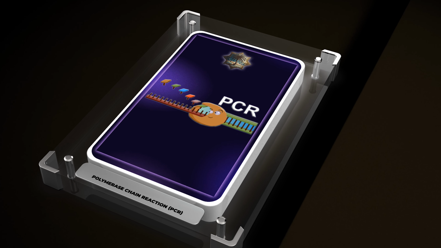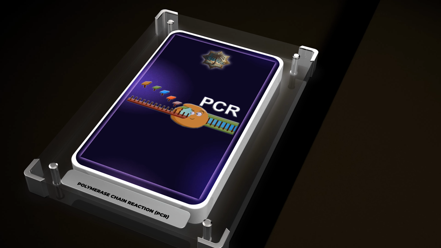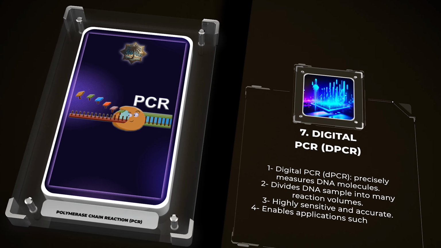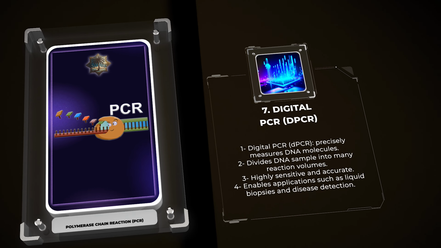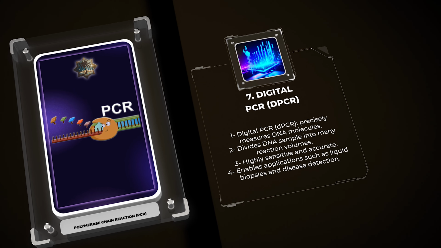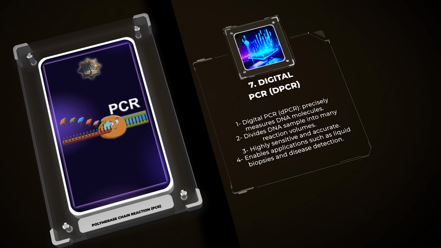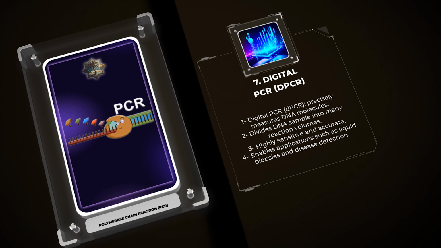Digital PCR, dPCR, is a breakthrough method for precisely measuring DNA molecules. It divides the DNA sample into many reaction volumes, amplifies them, and then determines if the target DNA is present. This technique is highly sensitive and accurate, enabling applications such as liquid biopsies and disease detection.